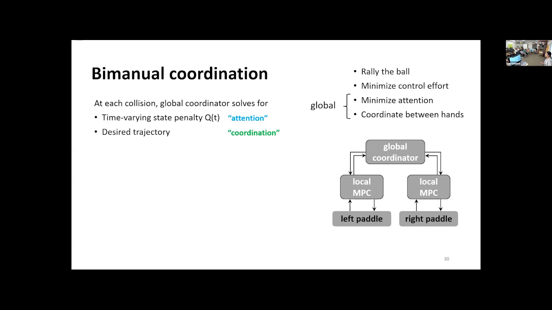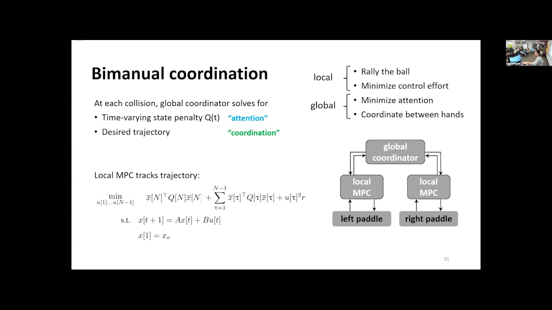And then the local thing, the local hand track just tracks. We don't need MPC then. Sorry? Why is it not a PID controller? No, because if you want to put the time varying cue penalties in, the easiest way is to do MPC. There's probably a weird way to do it with LQR as well. We just didn't really try it.